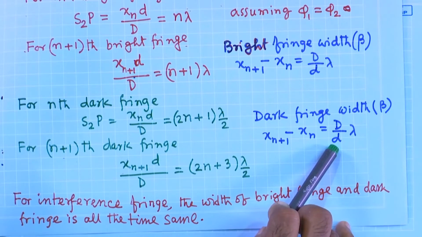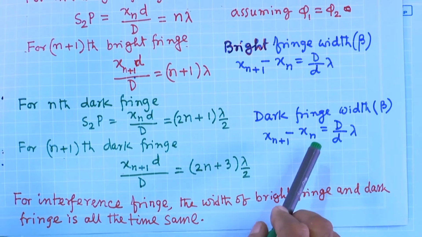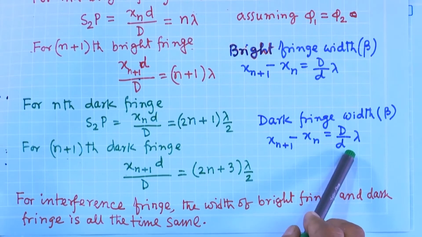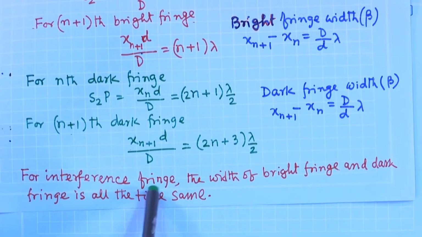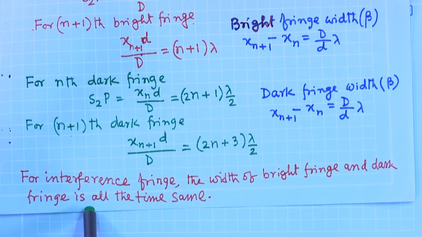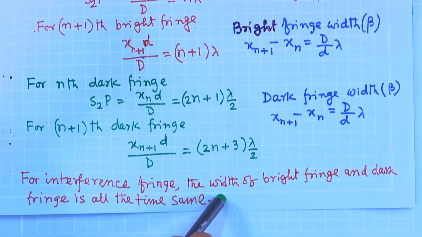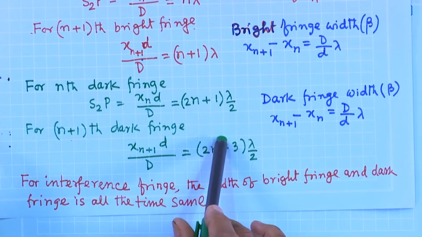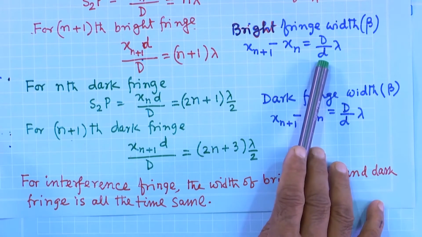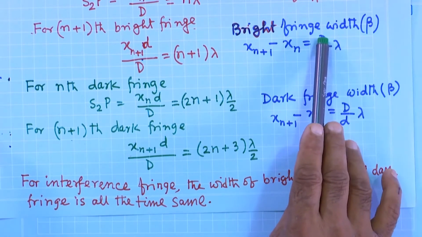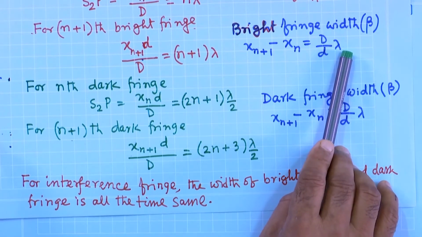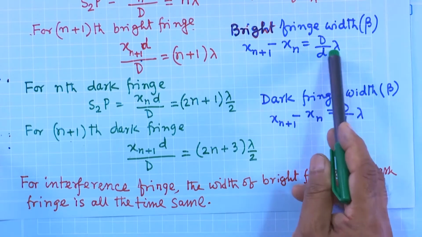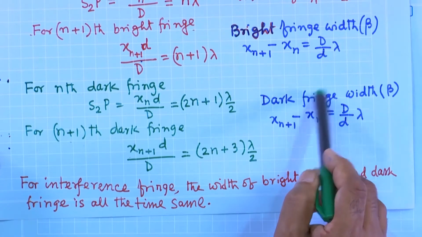Okay. So that means the width between a dark and a bright fringe will be half of it. Okay. So for interference fringes, the width of bright fringe and dark fringe is all the time the same. And this is the condition we have to remember: the fringe width is capital D by small d into lambda. So from here, if you want to find the wavelength, it is small d by capital D into fringe width. Okay.